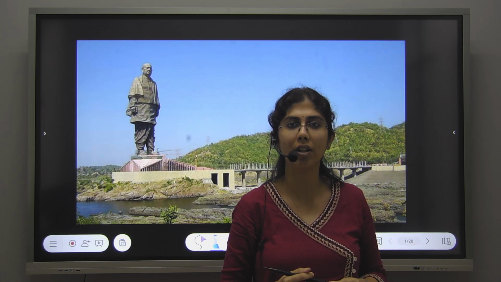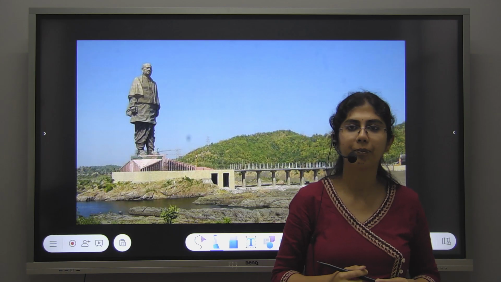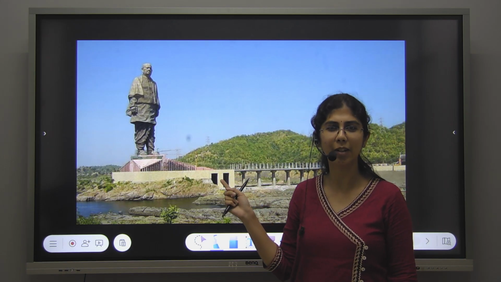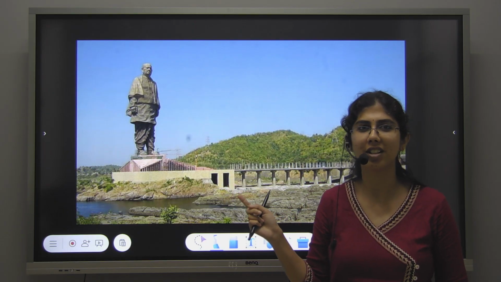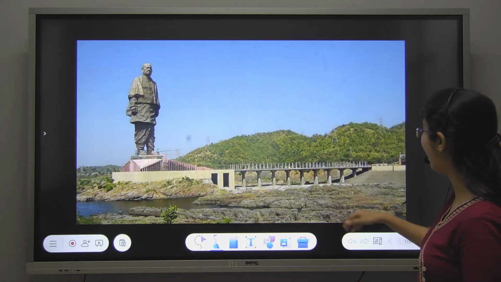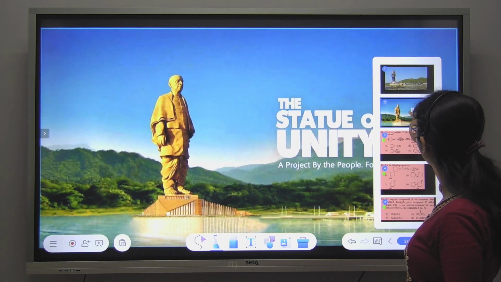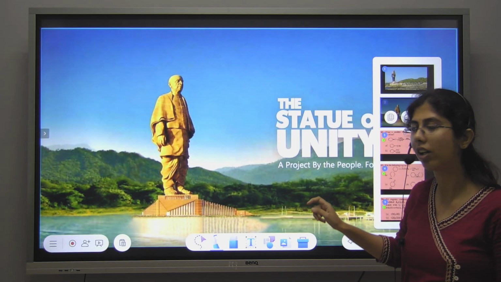Sardar Vallabhbhai Patel. I think I remember I had put the same image. We'll skip this part today. We'll directly go to... what were we discussing? You tell me.